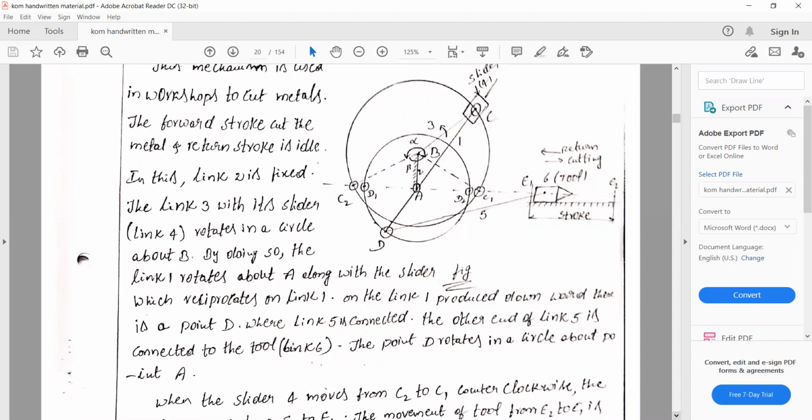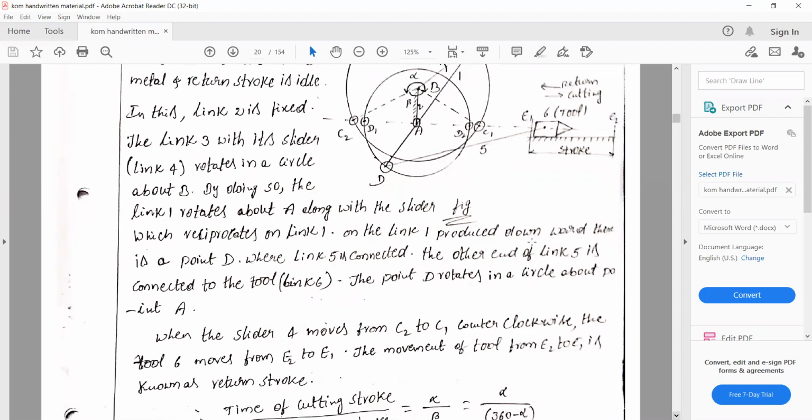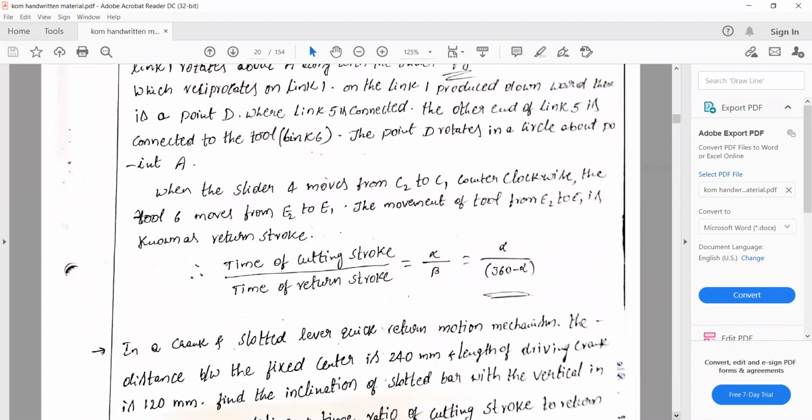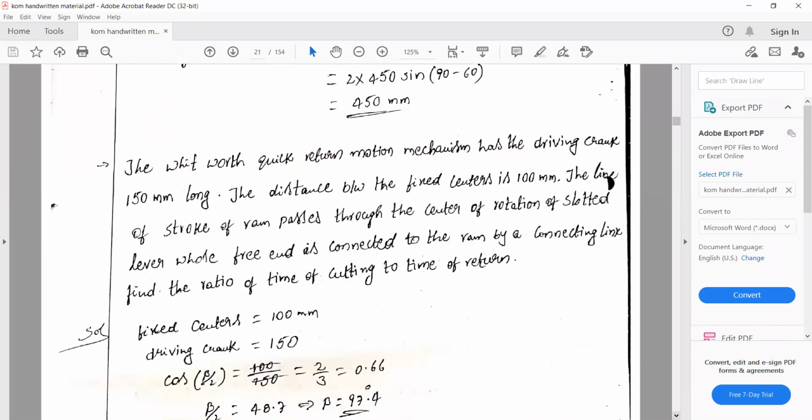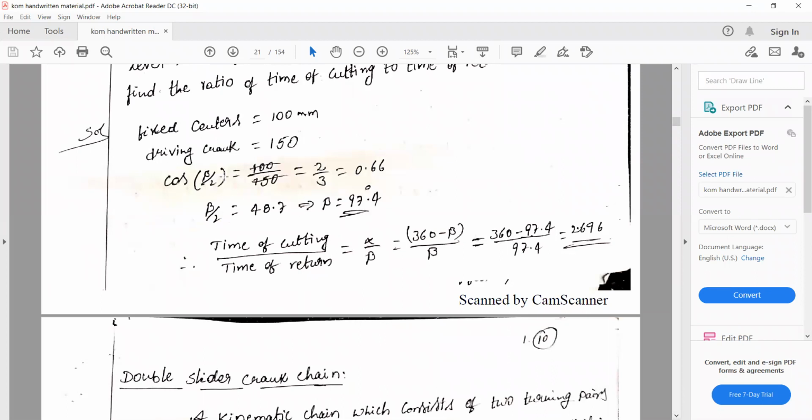From those values, you have to find out beta by 2. Why? Because this is the triangle ABC1. From the triangle ABC1, cos beta by 2 equals AB by BC1. This is the beta by 2 position. The adjacent side is AB. So you will see that cos beta by 2 equals AB by BC1.